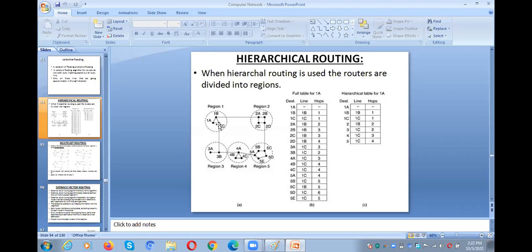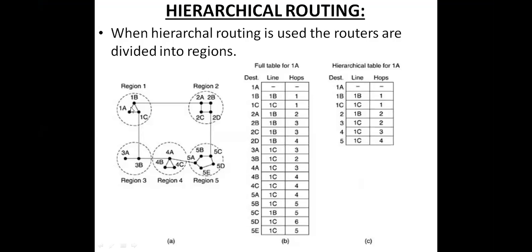What does it contain? 1A to 1A, hyphen. 1A to 1B: what is the path? Direct, there is a direct connection. And 1A to 2A, via 1B. What is the hop count? Follow the cursor. 1A to 1B, 1 hop. 1B to 2A, 1 hop. Total 2 hops. So to move from 1A to 2A via 1B, the number of hops is 2.